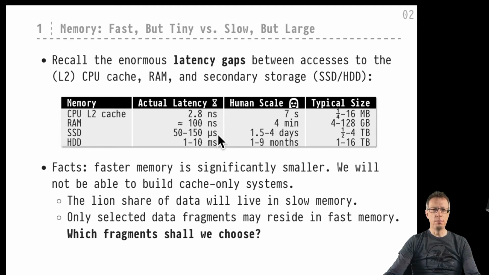Waiting for bits that have to be delivered from SSD will make us wait 1000 times longer than finding the same bits in RAM. So this is a real performance hit, and it makes access to SSD a real pain for the system, and a good system should better try to avoid too many SSD accesses. It's better to find the relevant stuff in RAM or even in the L2 cache. On the human scale, we are now entering waiting times that are beyond acceptable, in the range of days.